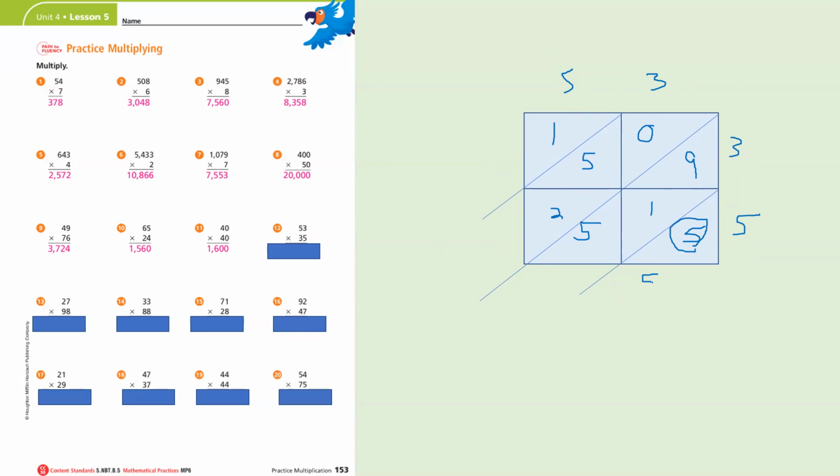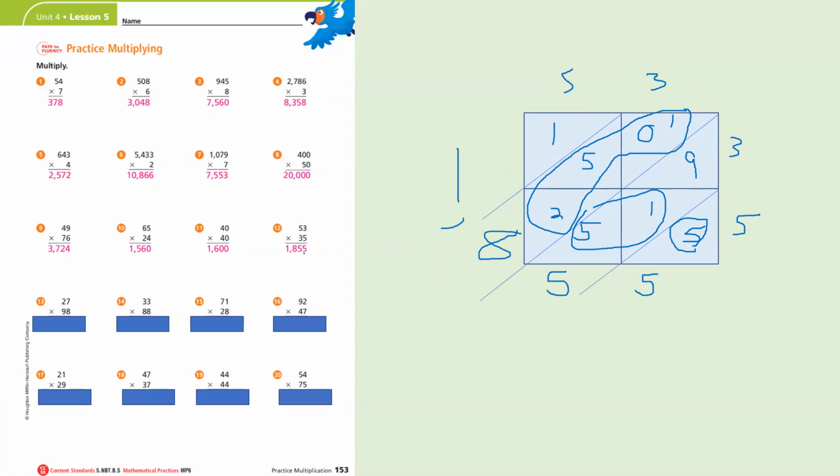The 5 falls. 5 plus 1 is 6. 6 plus 9 is 15. 2 plus 5 plus 1, 7 plus 1 is 8. And then the 1 falls by itself. 1,855 is your answer.